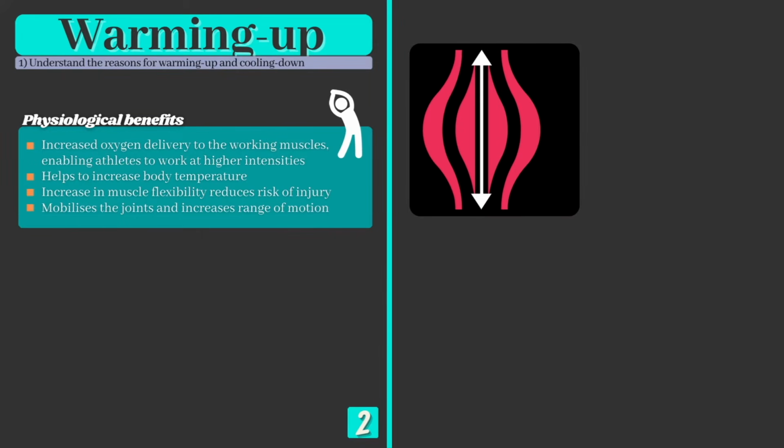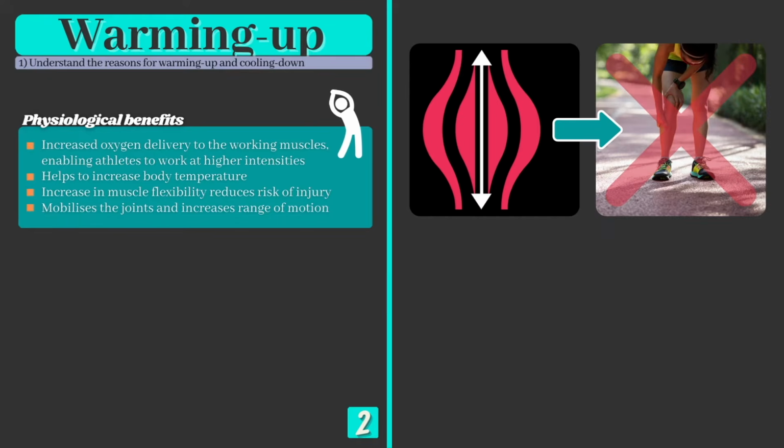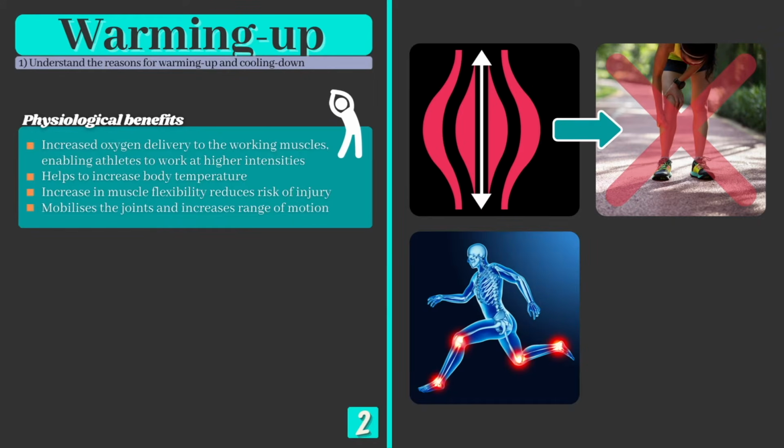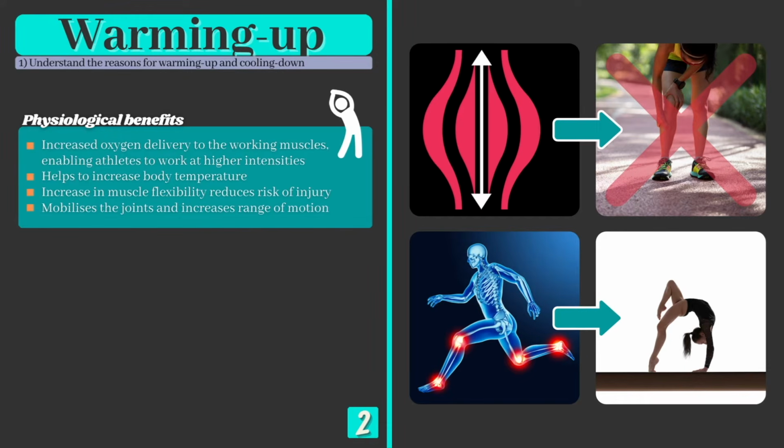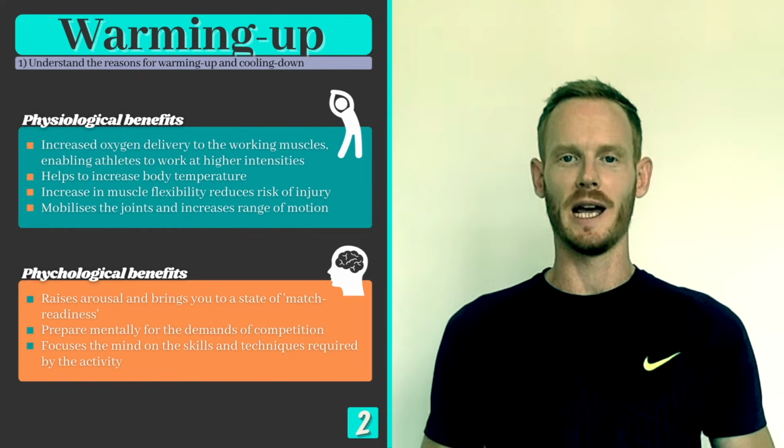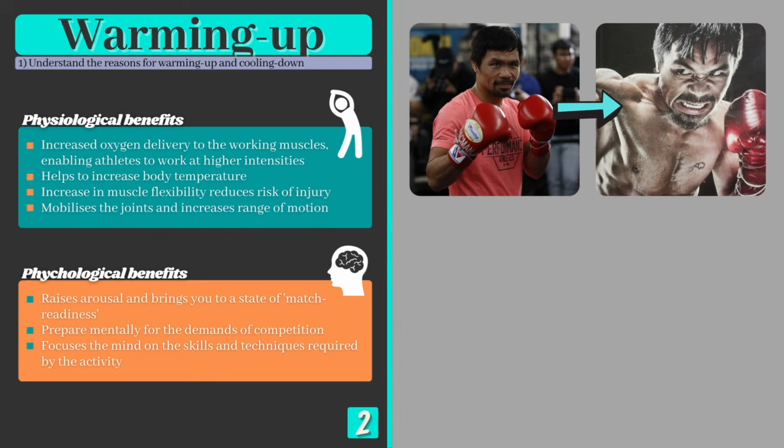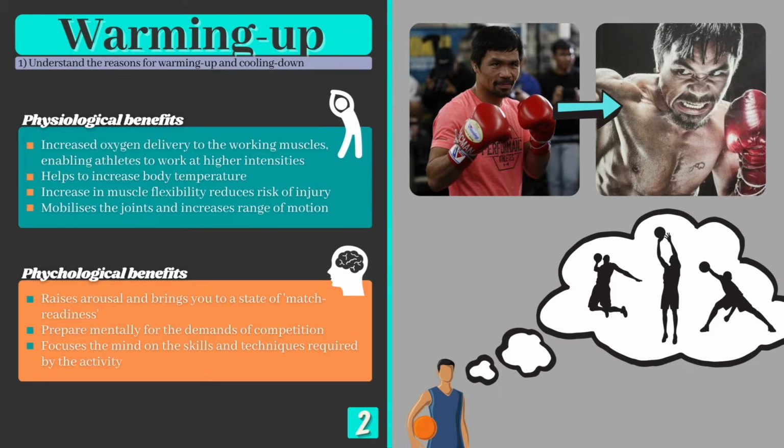Dynamic stretching increases the flexibility of our muscles, tendons and ligaments, which in turn helps us to avoid sprains and strains. It also gets the joints moving, which helps us to achieve a greater range of movement. Psychological benefits. An effective warm-up will increase your level of arousal and bring you to a state of match readiness. It can also help you prepare mentally for the demands of competition and focuses your mind on the skills and techniques that you're about to perform.